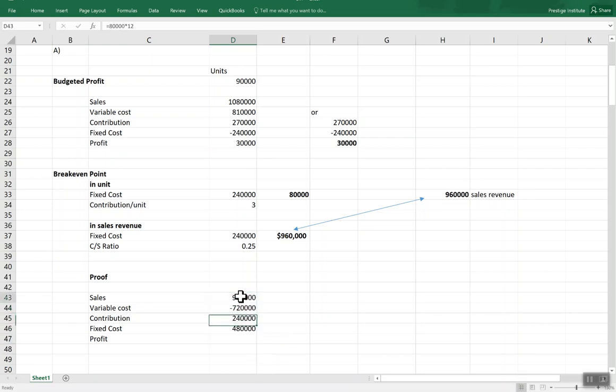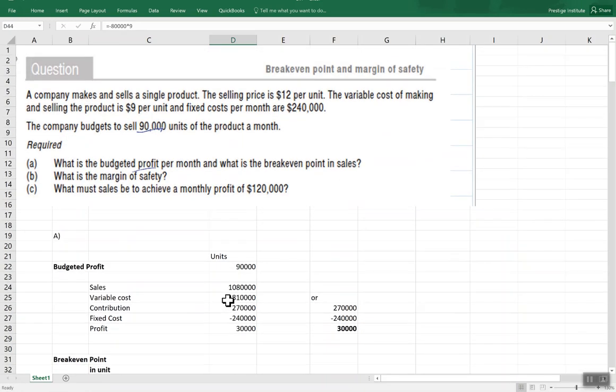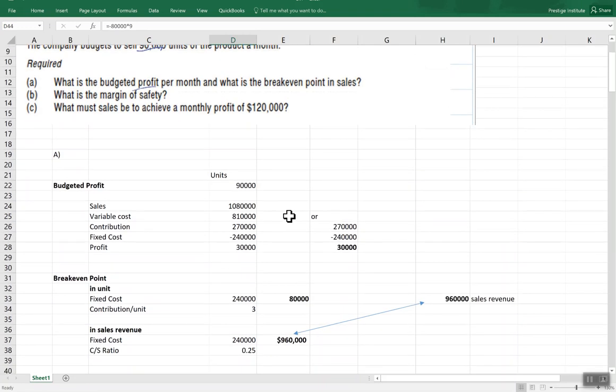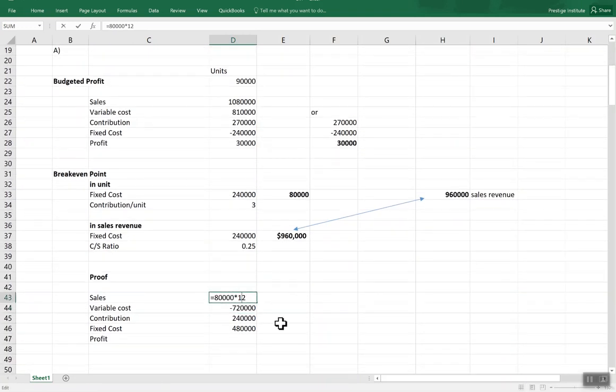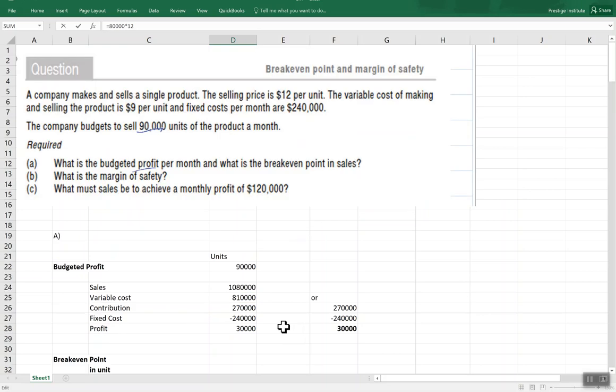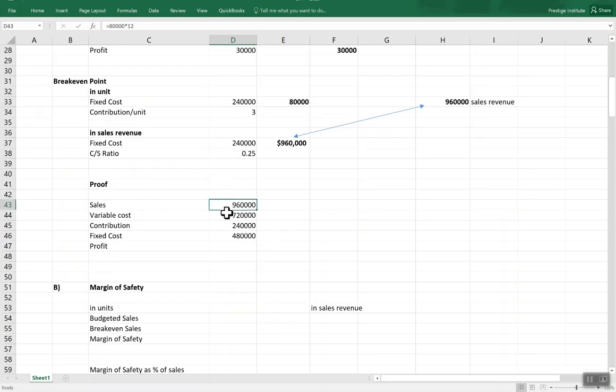48,000. Made a mistake somewhere. Let's look at variable cost. Variable cost is 9, yeah. So 80,000 multiplied by 12. And then variable cost, 80,000 multiplied by 9. So we have contribution of 40,000, yes.